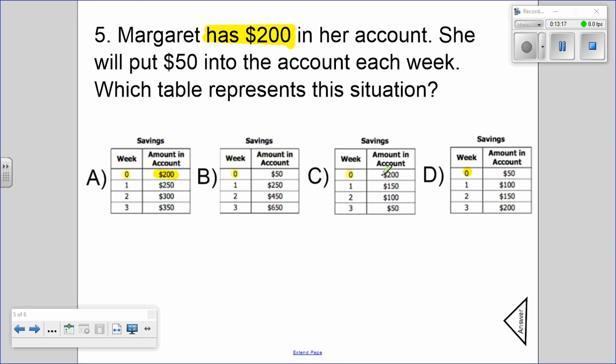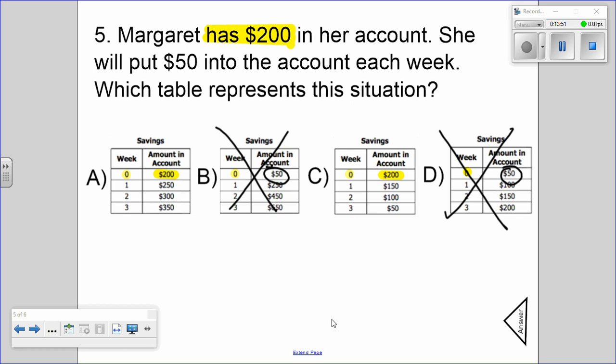Which tables start with $200? Choice C and choice A. If you look at choice B, this table is showing that she starts with $50 in her account, and choice D is also saying that she starts with $50 in her account, and we know that's not correct. So we can go ahead and eliminate choice B and choice D because they did not start with $200 in the account.